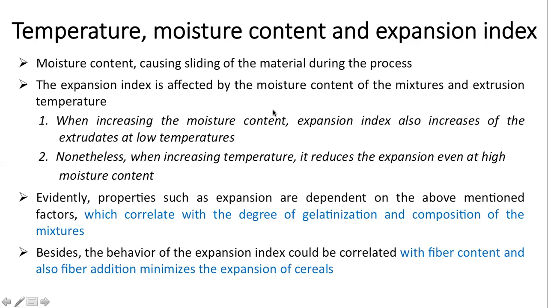So if you are going to select a raw material with high fiber content for expanded food products, extruded food products, you have to rethink how to do it, right? Then you can mix some ingredients together, right?